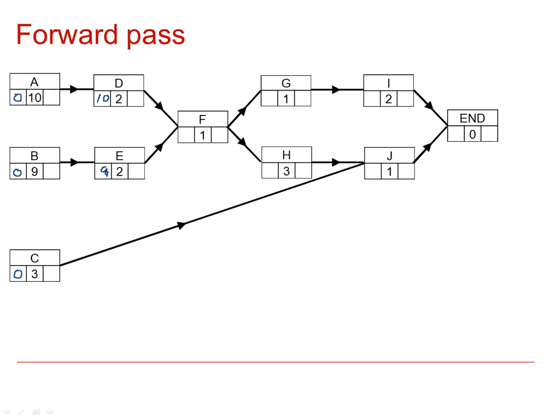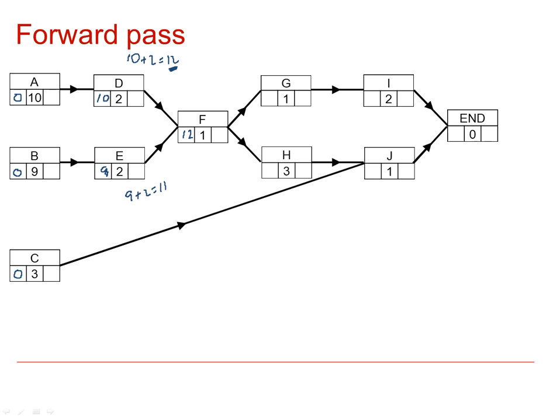So that means that the earliest that F can start is 12. It's the greater of those two things. We've got 10 plus 2 is equal to 12, and 9 plus 2 is equal to 11. So the earliest they can start F is at 12. It's the larger of these because D and E have both got to be finished, and the earliest that can possibly be is at time 12.